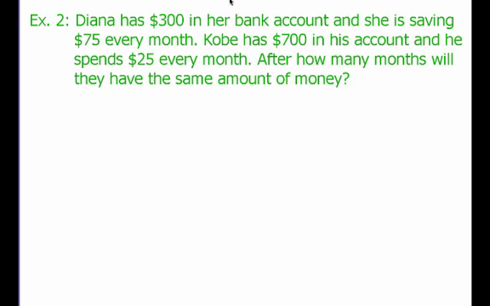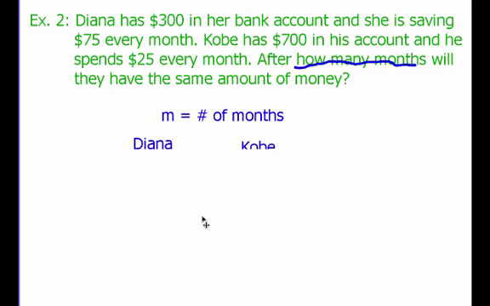It says, after how many months? So since we know it's how many months, we can say that M stands for the number of months. And now we need to write an equation. Now what I'm going to do is write an expression for each one of our people, Diana and Kobe. We know Diana has $300 in her bank account right now, and she is saving $75 every month.